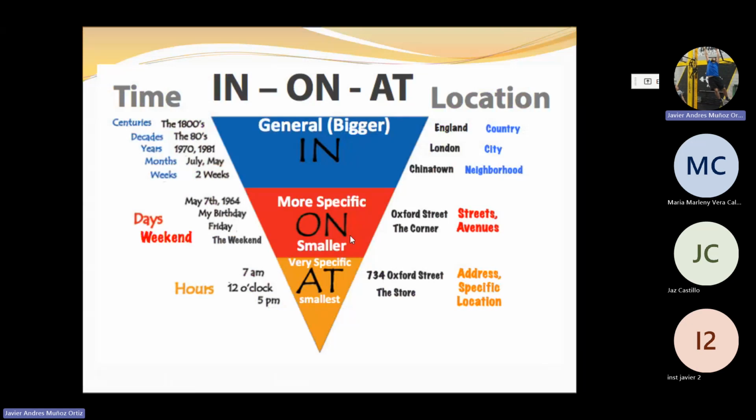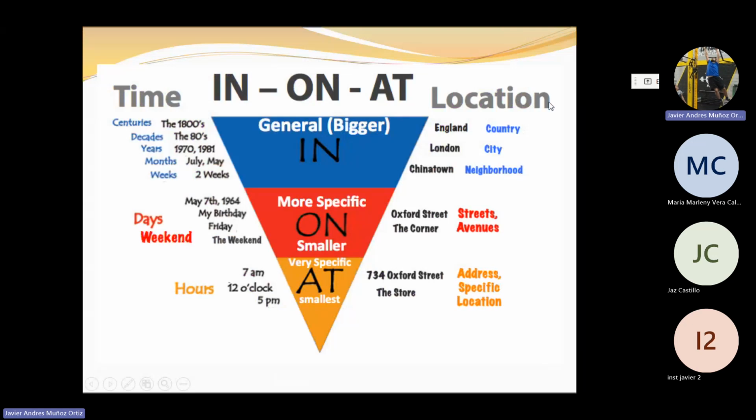Is like the meat of the sandwich. So that's it. That's on. In is for something too big. At is for something very specific, and on is for something not too big but not too small. Right? So this is the idea of these three prepositions that we use for time and location.